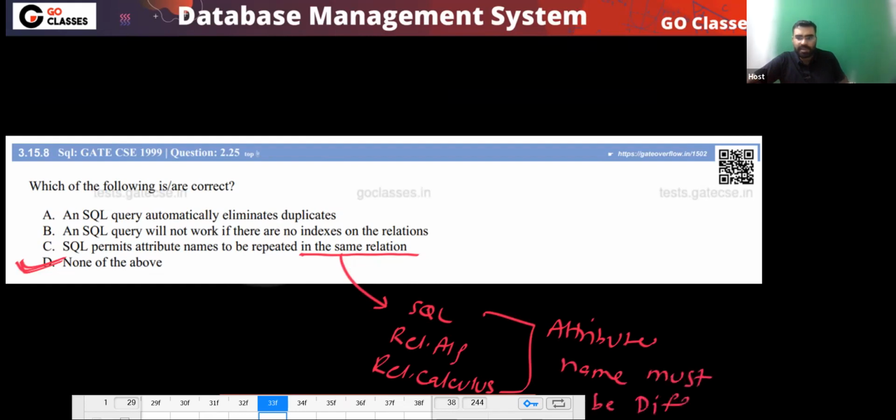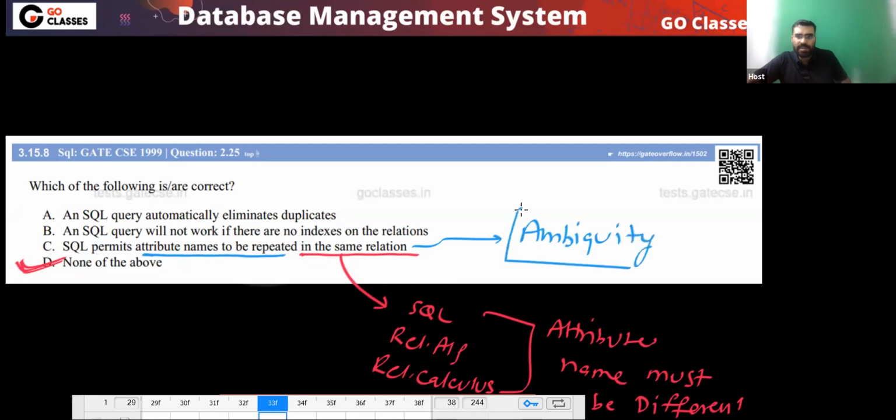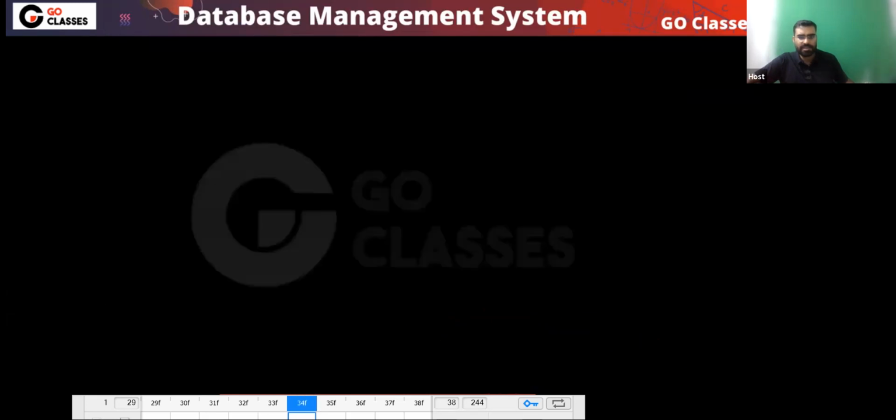Must be different. If attribute names are repeated, that will become very much ambiguous. If this happens, then ambiguity will be there. So anyway, the answer will be option D. None of these is correct.